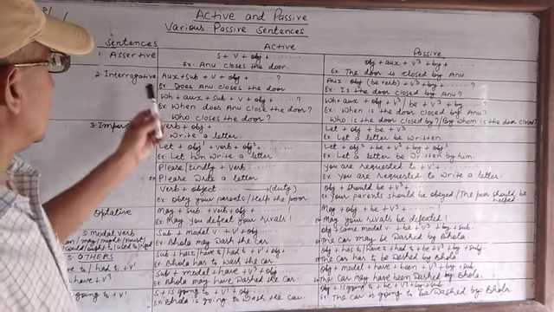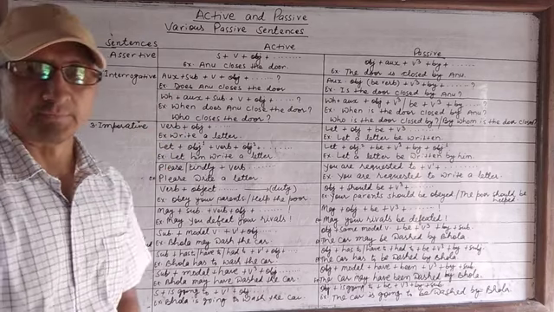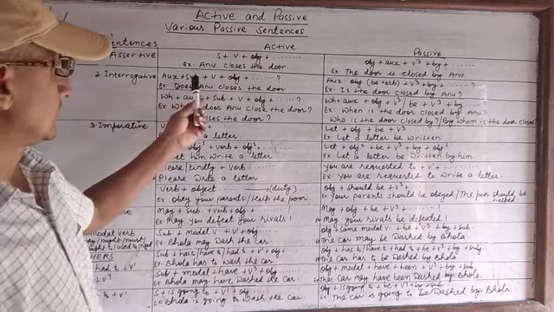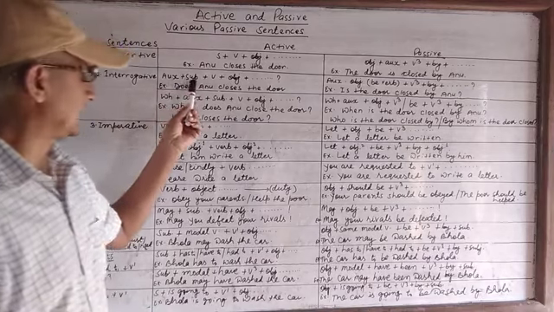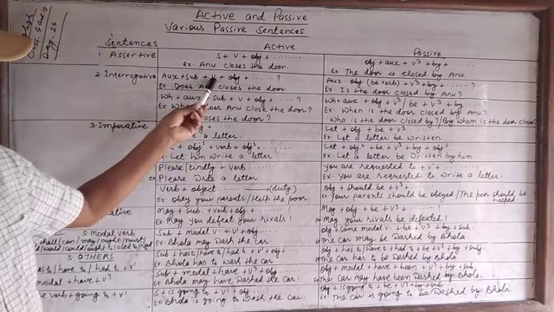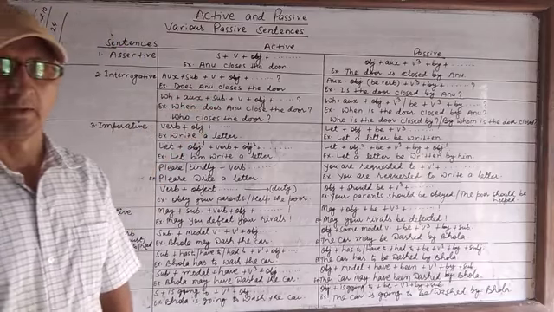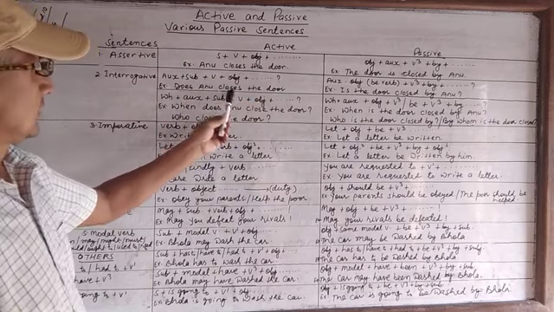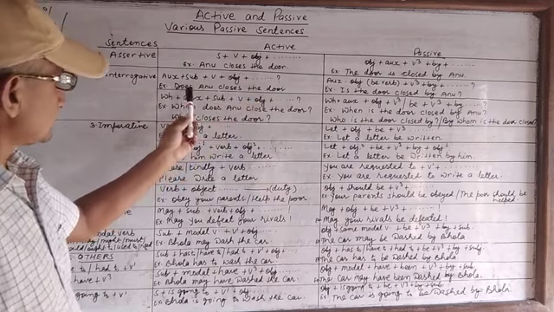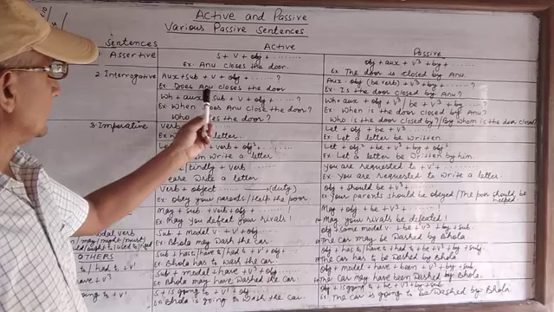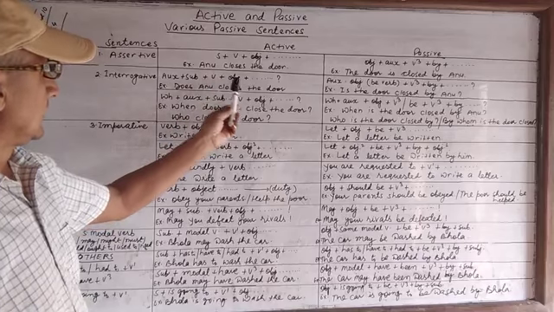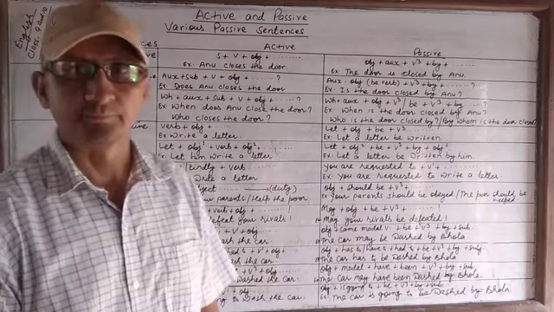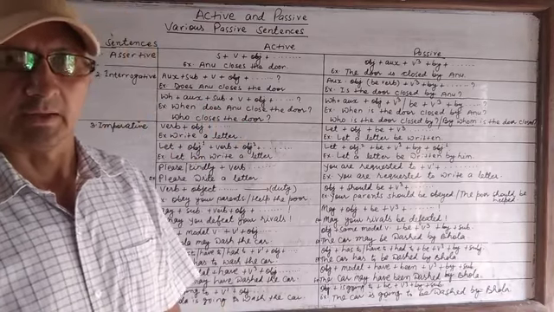Next is interrogative sentence. First, the yes-no question. The active structure of a yes-no question is auxiliary verb, subject, and after the subject the verb, and then the object and other words. Example: does Anu close the door? Does is the auxiliary verb, Anu the subject, close the verb, and the door the object. This is the structure of a yes-no question of an active sentence.